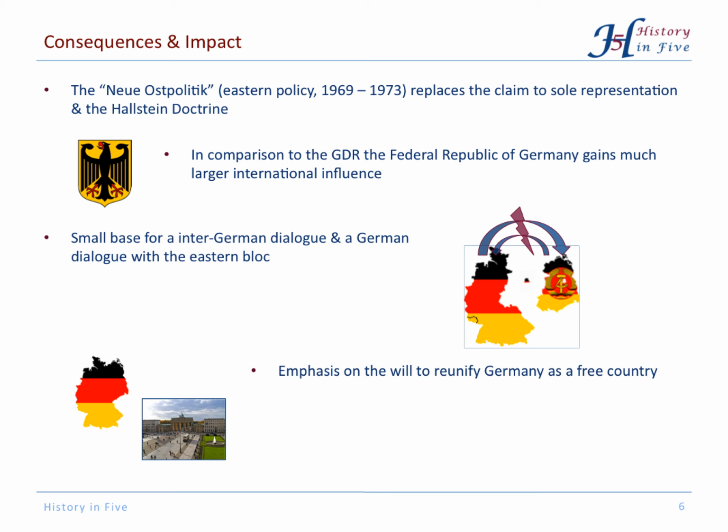Now, as mentioned, the end was the new Eastern policy, but the Hallstein Doctrine and the claim to sole representation also contributed largely to the fact that West Germany had a much larger international influence than the GDR. It also meant there was a small base for a dialogue with the East, with the Eastern Germans, and with the Eastern Bloc. But it also gave an emphasis on the strong will to reunify Germany as a free country, and in 1990 Germany was reunified. That was the German claim to sole representation and the Hallstein Doctrine in five minutes.